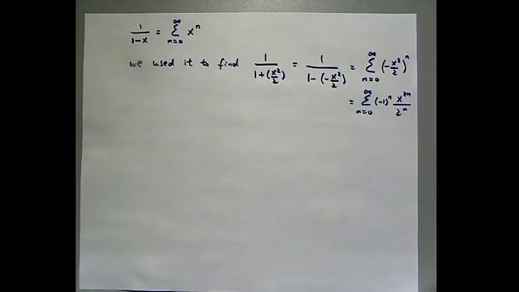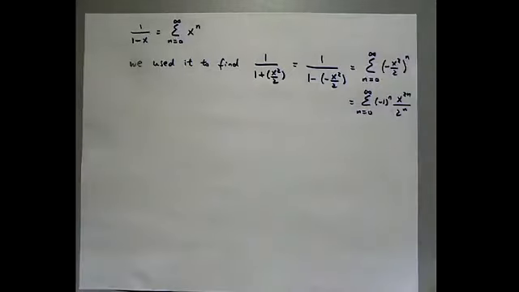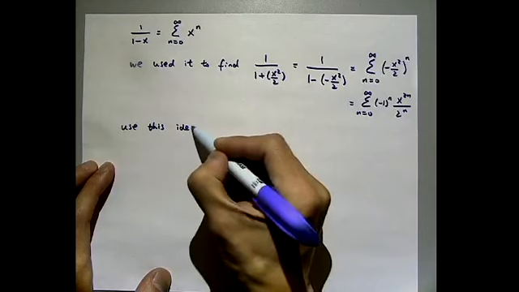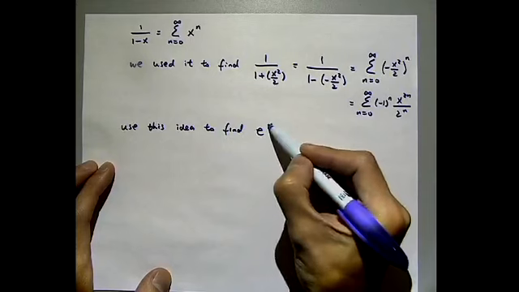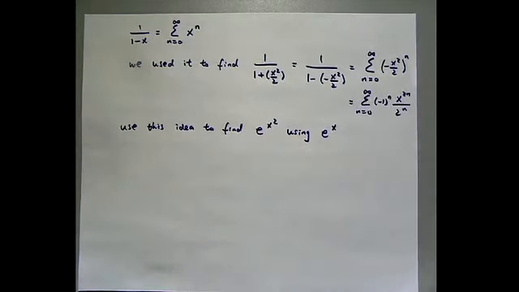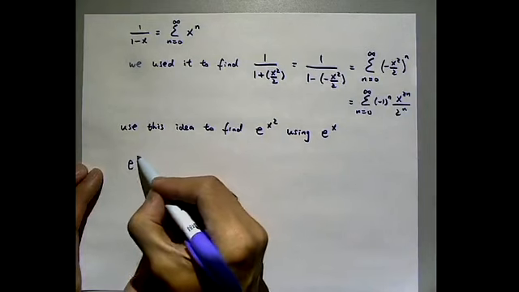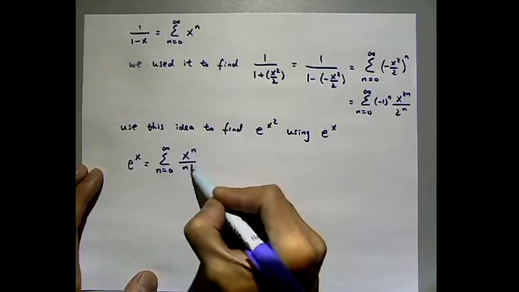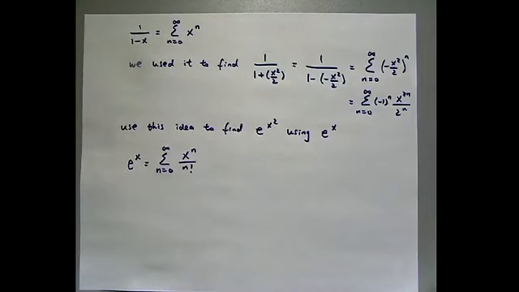Now we're going to use exactly the same idea to modify the Maclaurin series we have for e to the x so that we could get e to the x squared without having to differentiate a bunch of times. Okay, so first of all, remember we found the Maclaurin series of e to the x. And now we're going to change x to x squared so that we could get a Maclaurin series for e to the x squared.